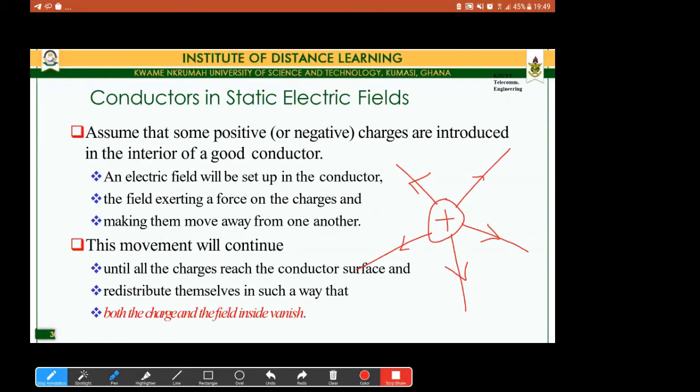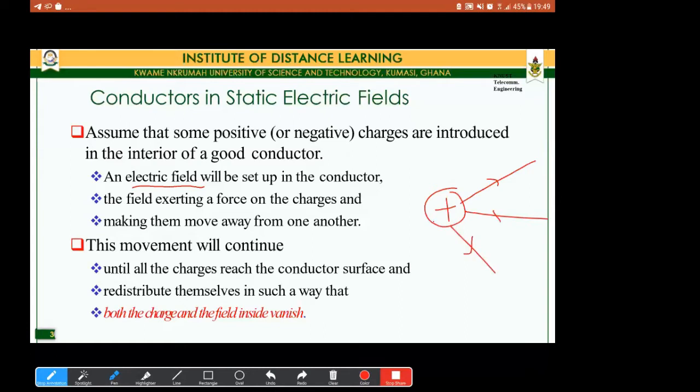We're talking about the case of a charge inside a conductor. When you have a charge inside the conductor, it will set up an electric field inside the conductor. Once you have an electric field, as you remember, when we had the positive charge, which sets up its field like that, if you bring another electron within the field of this positive charge, this electron will experience the force of the field, right? And that force, F, is given by QE, if you remember.